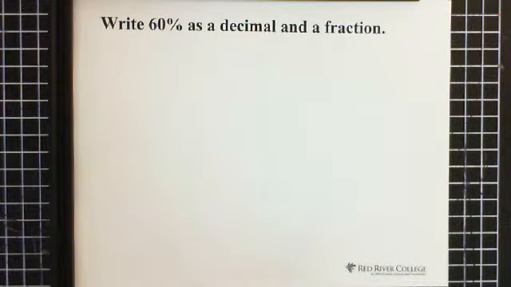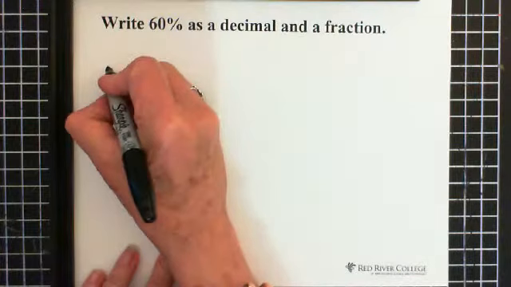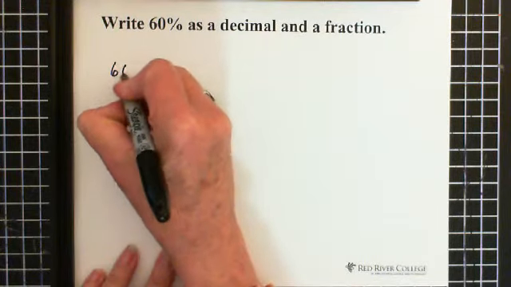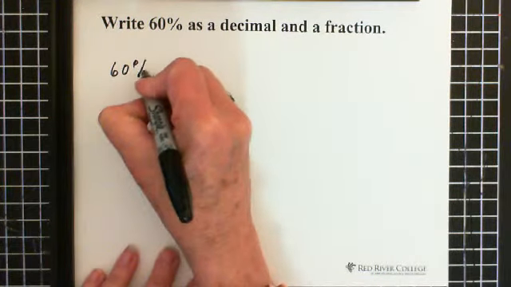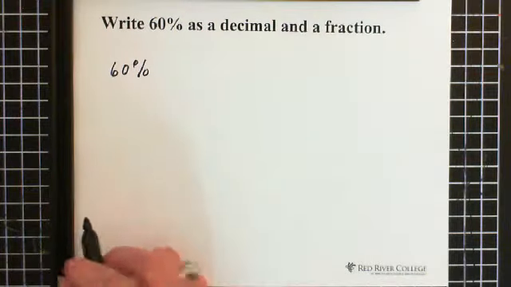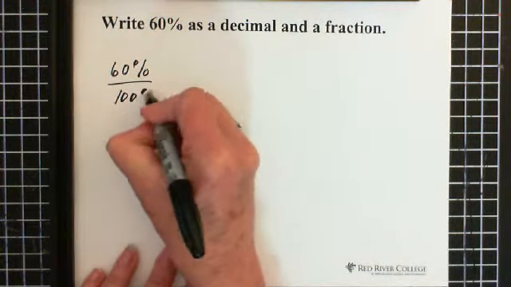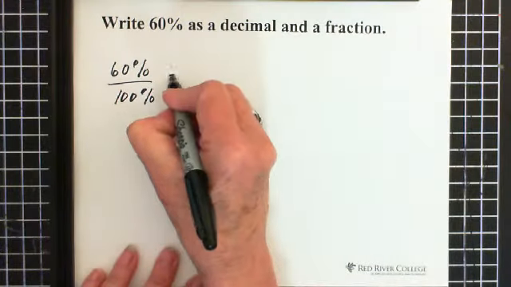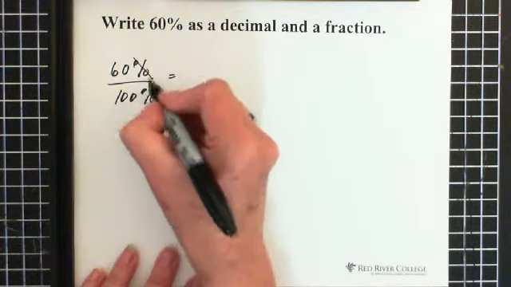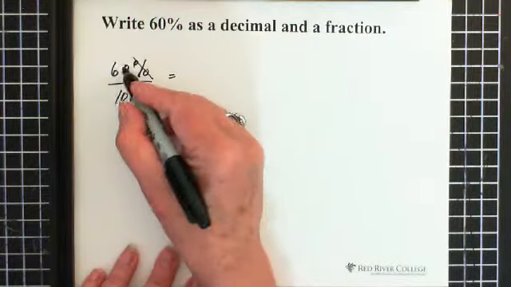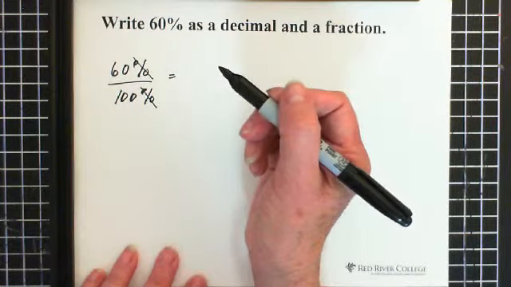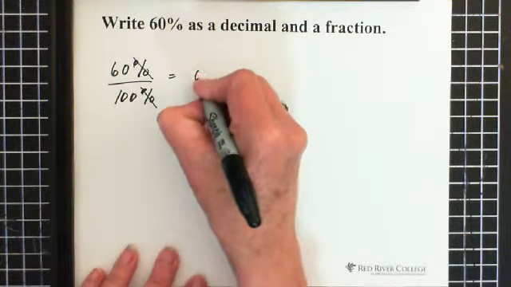Okay, next one. Write 60% as a decimal and a fraction. So now we're in percents and we want to change it to a decimal. So we take our 60% and we divide it by 100%. Now the percents cancel and we have 60 divided by 100, which is 0.6.